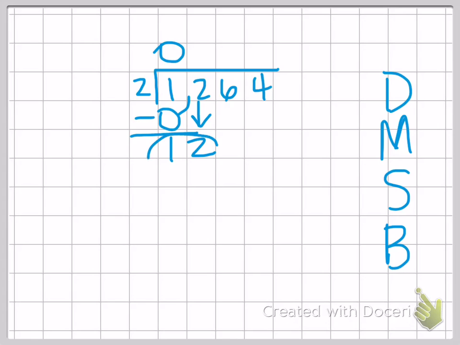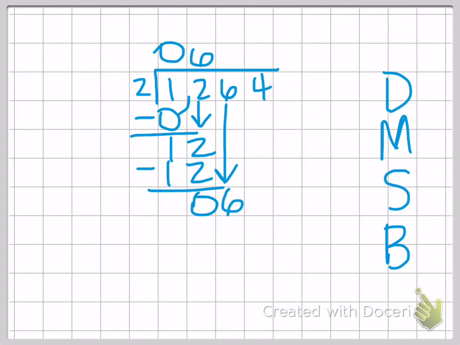Now I divide 12 divided by 2. 12 divided by 2 is 6. Now I multiply. 6 times 2. 6 times 2 is 12. Now I subtract. 12 minus 12 is 0, and I bring down my next digit. Okay, now I divide again. 6 divided by 2. 6 divided by 2 is 3.